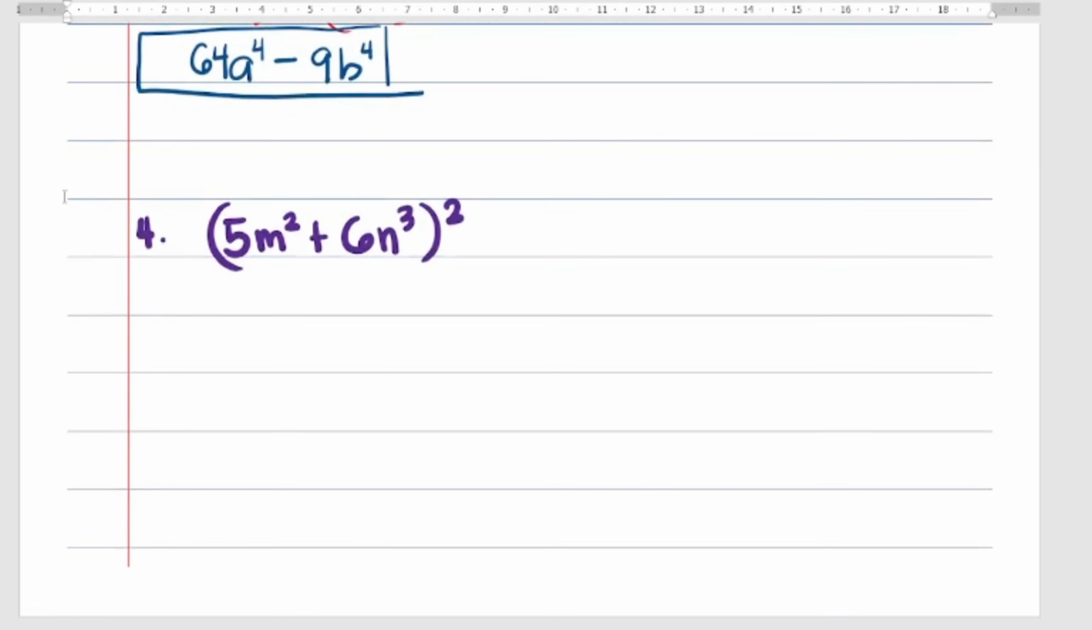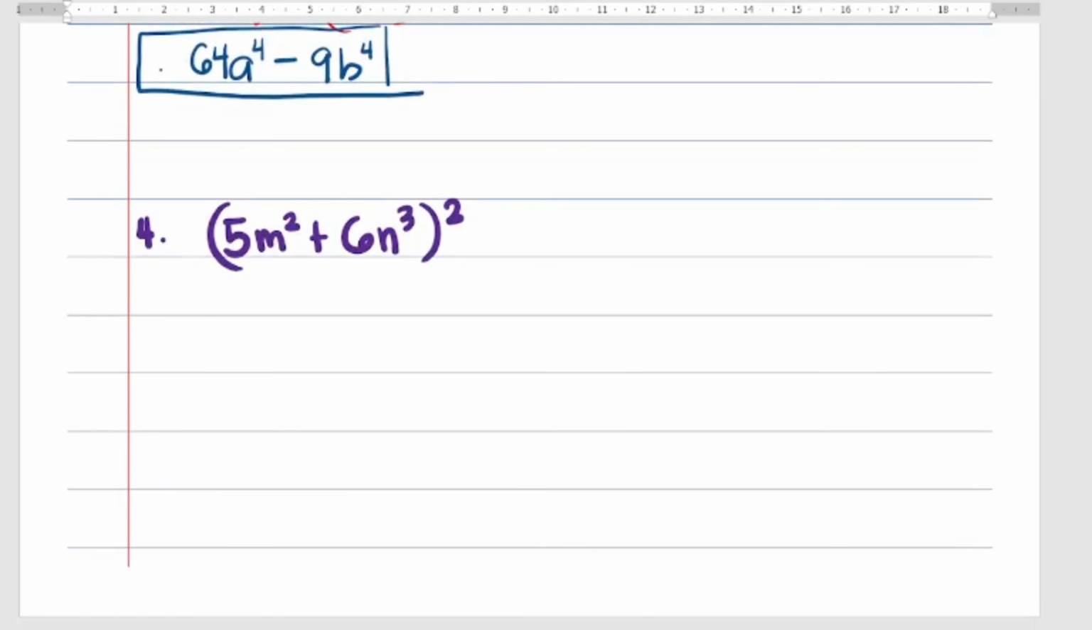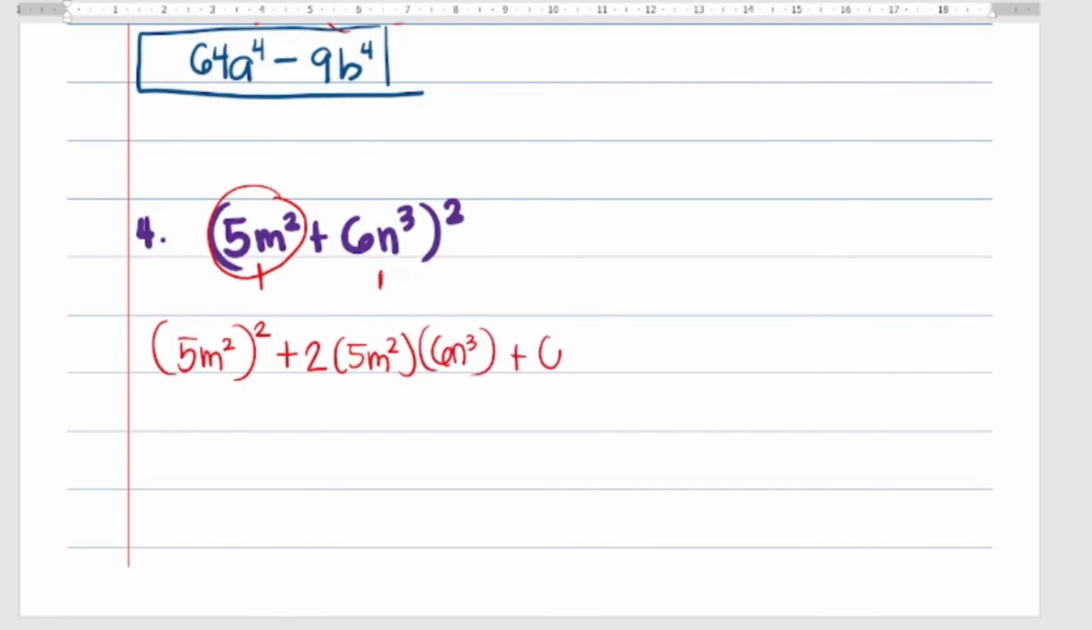Number 4 has the same pattern as number 2, so you can go directly to the answer. Get the square of the first term. That's 5m squared raised to the power of 2. Then, plus 2 times 5m squared times the second term, 6n cubed, plus the square of 6n cubed. So, this is the pattern.